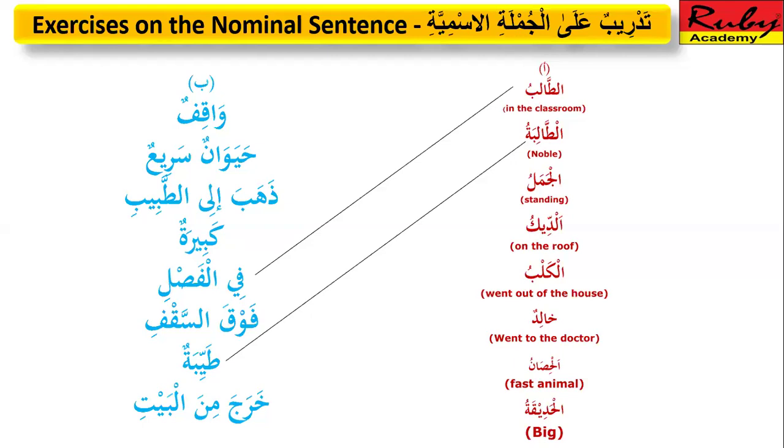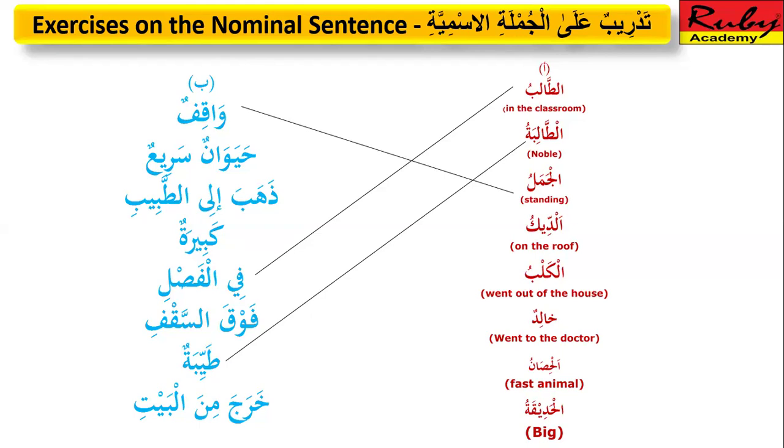Now the next one, al-jamalu, the camel, a fast animal. No, standing. Waqifun, standing. So al-jamalu is definite, so it is mubtada, and waqifun is indefinite, and it is a single noun, so it is khabar.